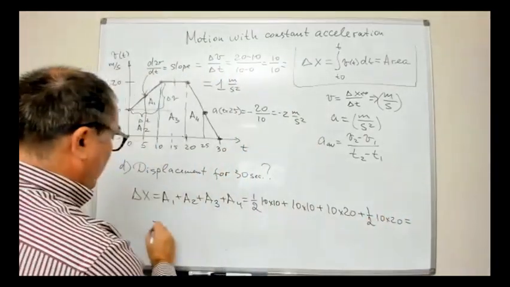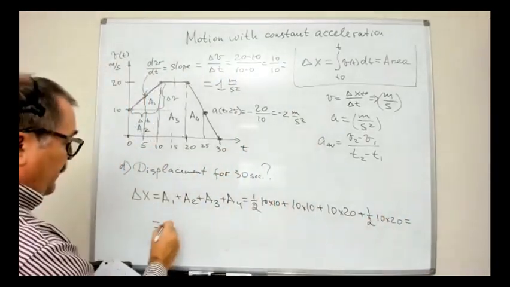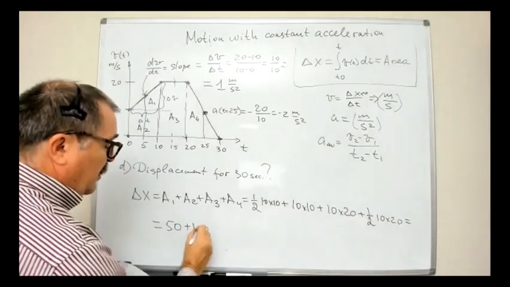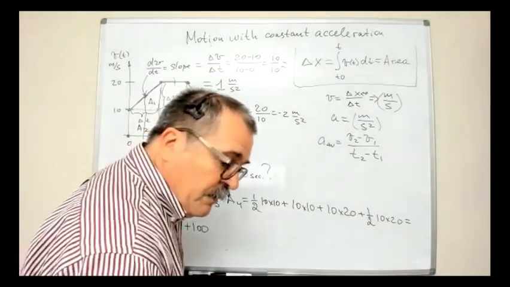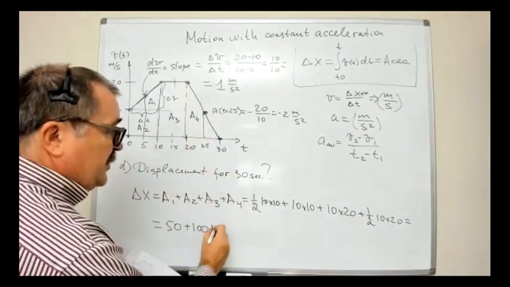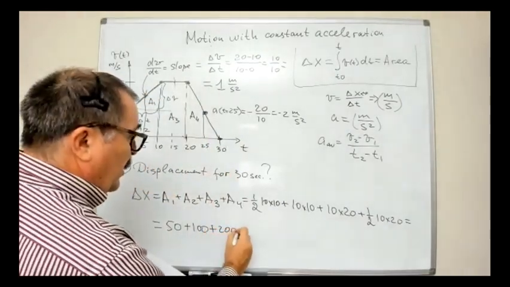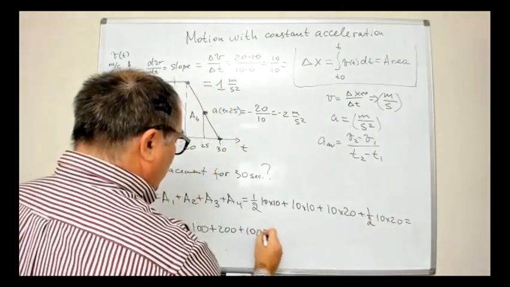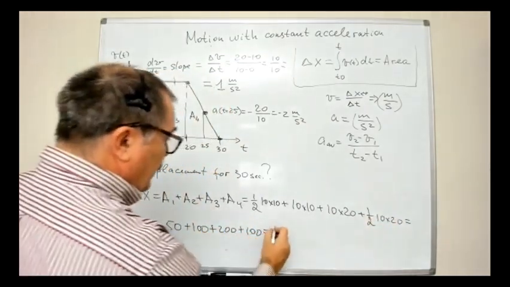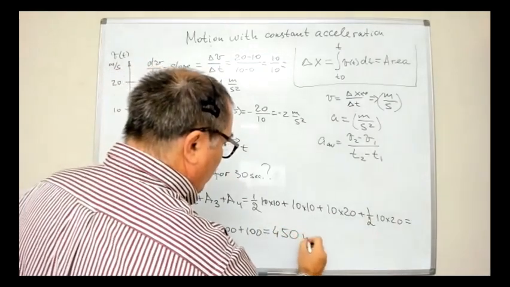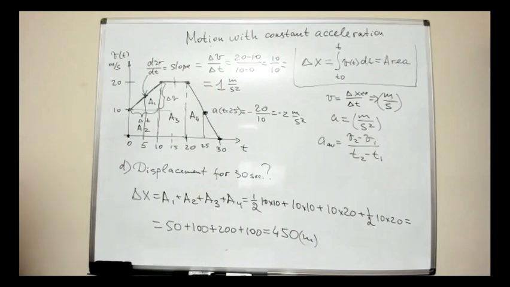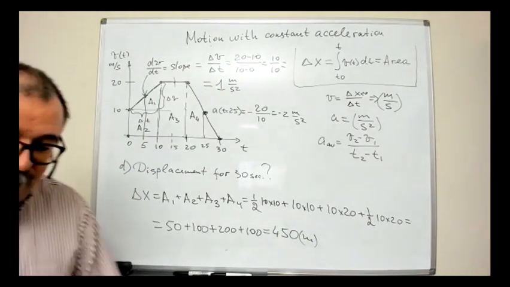And then that gives me 50, plus 100, plus 200, plus 100. Now this gives 450 meters. So the total displacement for this motion is 450 meters.